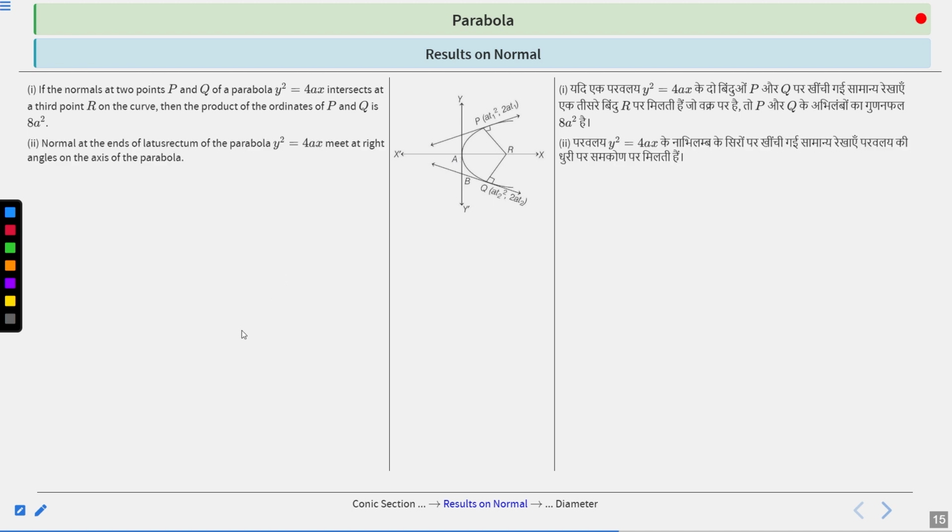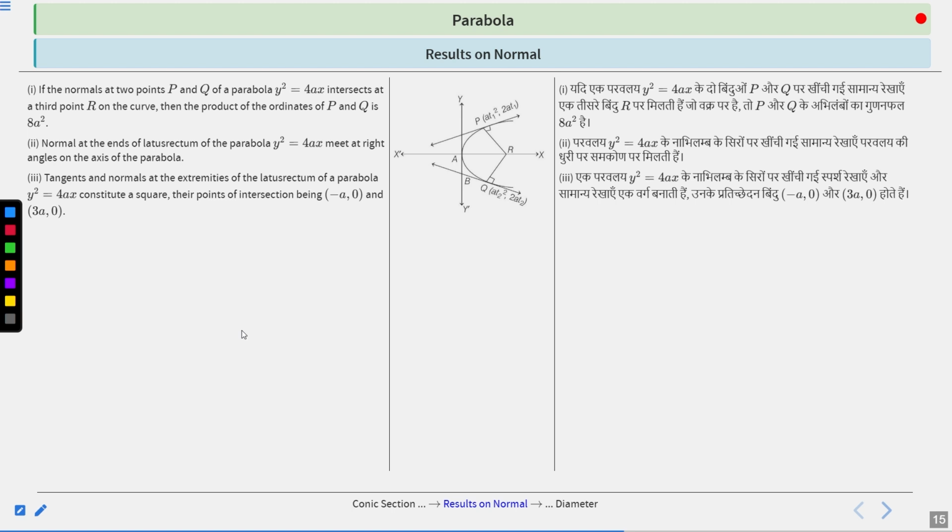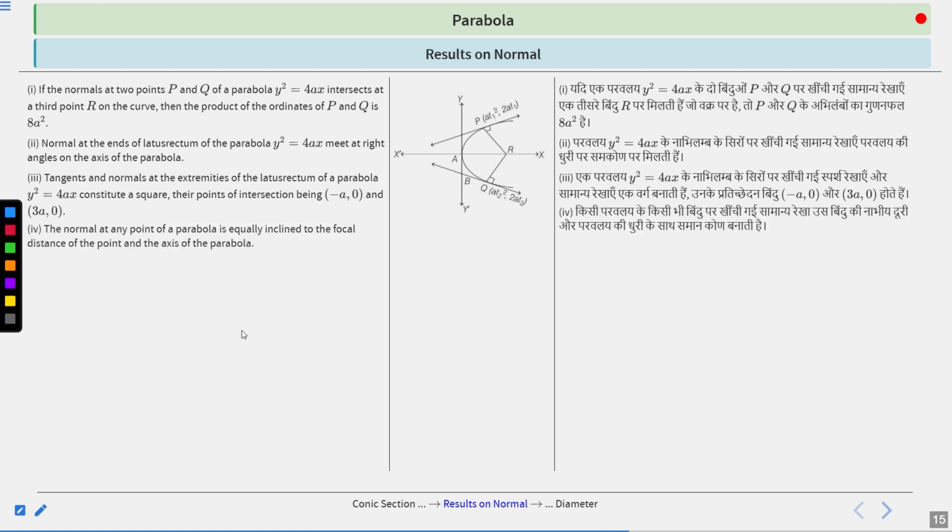Normals at the ends of the latus rectum of the parabola y square is equal to 4x meet at right angles on the axis of the parabola. Next, tangents and normals at the extremities of the latus rectum of the parabola y square is equal to 4x constitute a square, their points of intersection being minus a, 0 and 3a, 0. You have to keep this in mind.